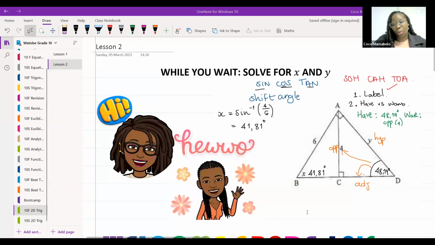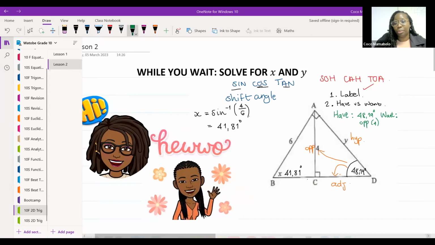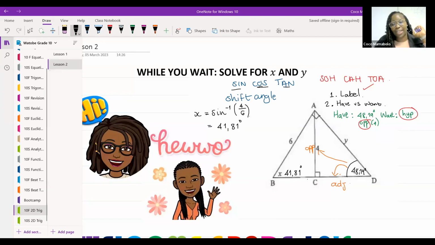What is Y in terms of our labeling? Good, Blessing, excellent, Onako, that's it. It's our hypotenuse. Beautiful. So, between sine, cos, and tan, which one uses opposite and hypotenuse? Seeing quite a lot of sines and tans. Opposite, hypotenuse, O and H. Which one is it? It's sine.